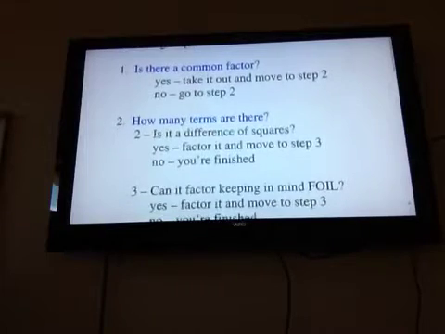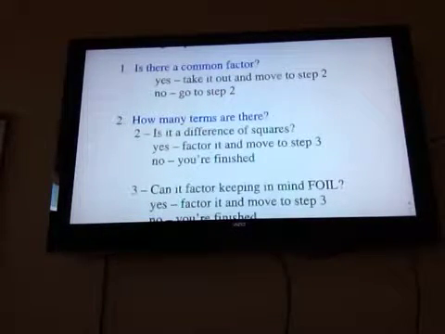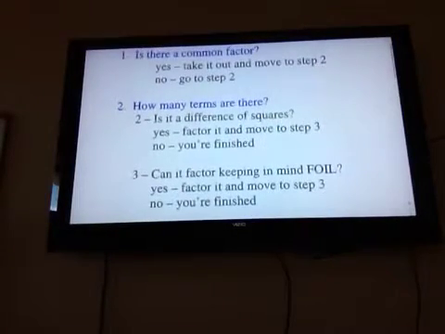So number 1, is there a common factor? Is there a common factor? Look for that first on every single question. Okay? So sometimes there is, sometimes there's not. Question 2. How many terms are there? Because that's going to determine how you're going to factor it. If there are 2 terms, is it a difference of squares? So recognizing a difference of squares is important, as we emphasized way back in Goal 4.2.